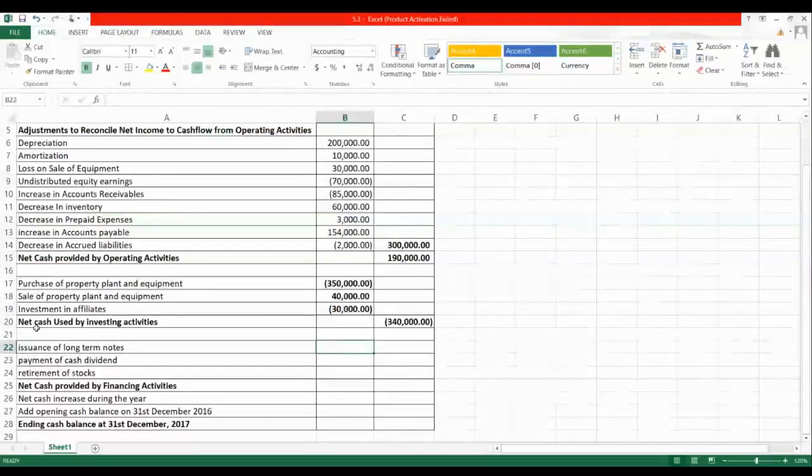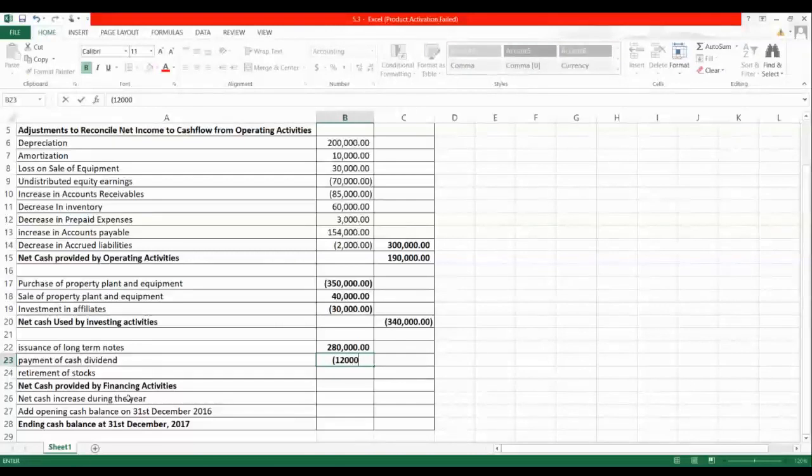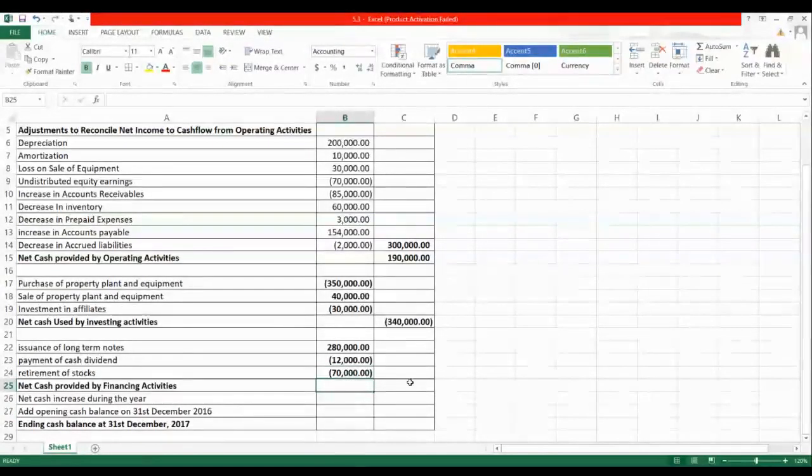Let's proceed further towards our financing activity section, and we find out that the company has issued new notes because the company wants to borrow, so it brought a cash inflow. Then the company has paid a dividend of 12,000, so it took cash, so that's an outflow. And also for one of the investors, the company has paid back 70,000. It's also an outflow. That's it for the financing activity section.